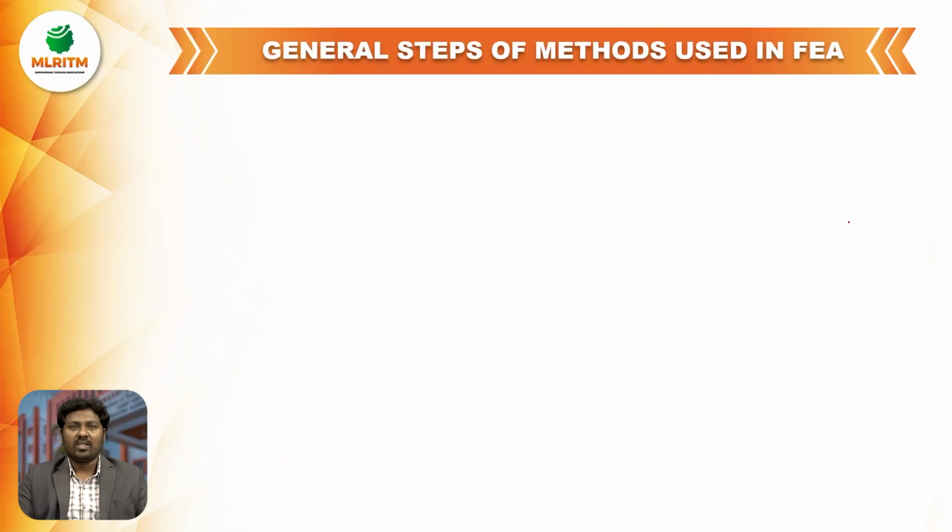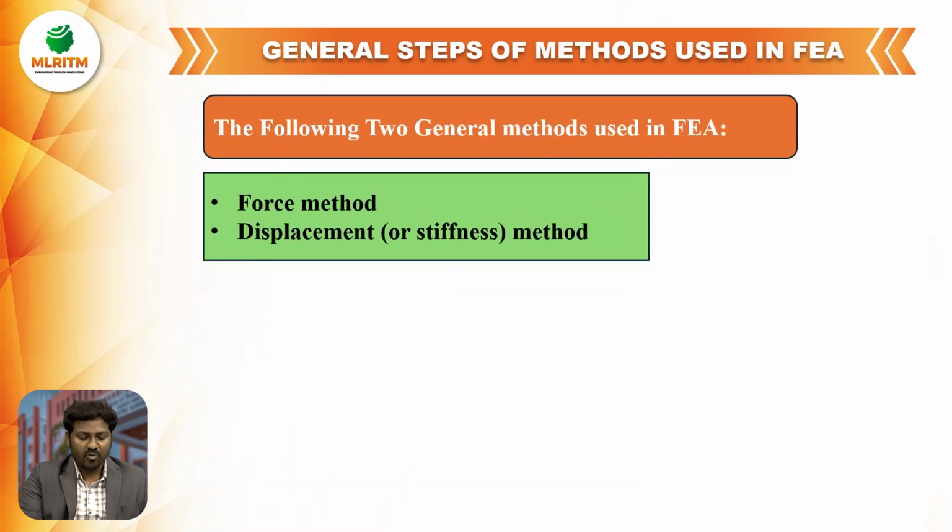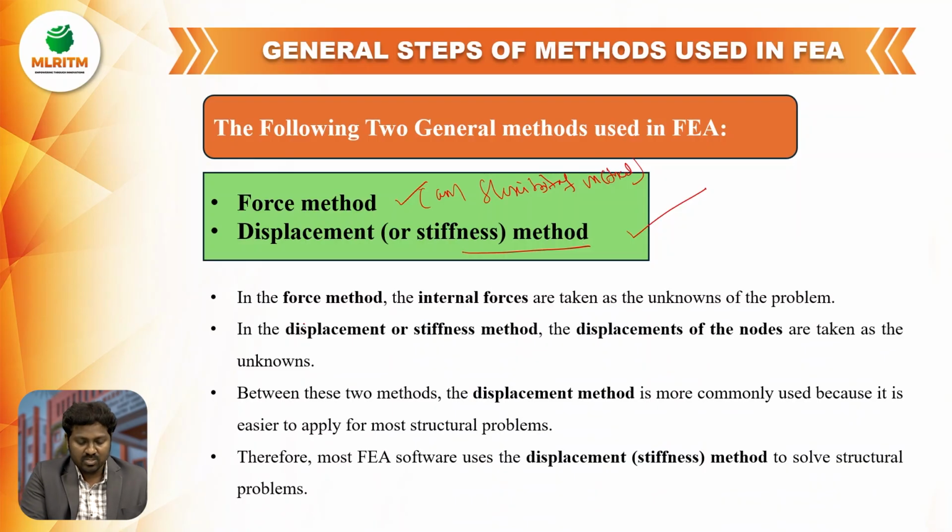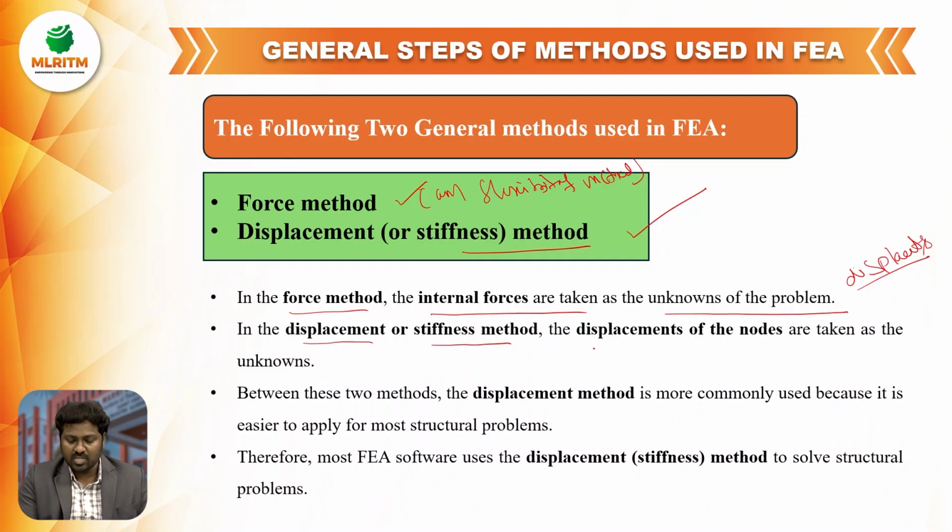Coming to the general steps, we can use two methods. The first one is the force method and the second one is the displacement method. The force method is also known as the flexibility method. The displacement method is also known as the stiffness method. In the force method, the internal forces are the unknowns of the problem, so we find the displacements here. The second one is the displacement or stiffness method, where displacements at nodes are the unknown values, so we can find the forces here.